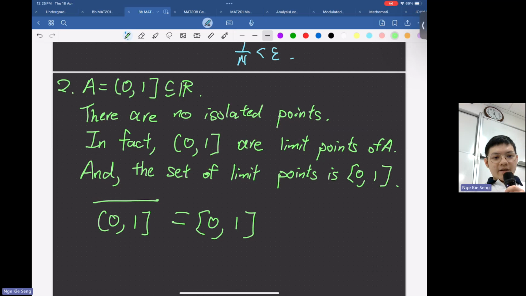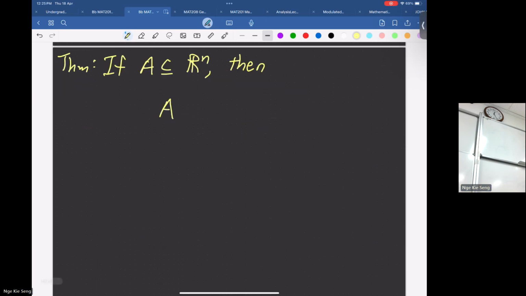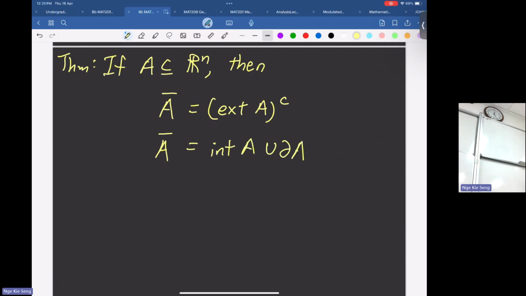Okay. All right, let's continue. Theorem. If I have a set A in R^n, then what is A bar here? A bar is really the complement of the exterior of A. And what is A bar again? A bar is the interior of A union the boundary of A, the partial of A. Boundary point of A.